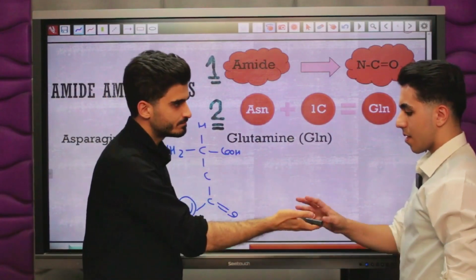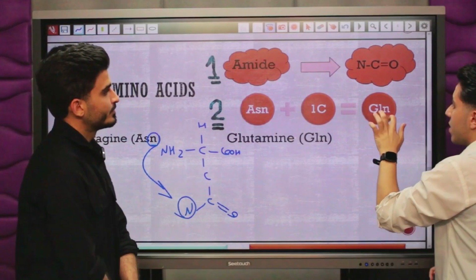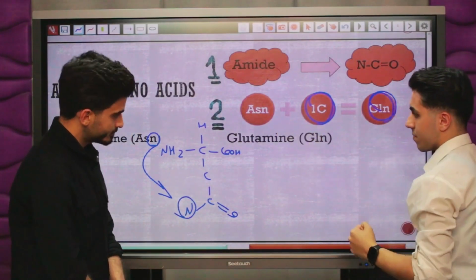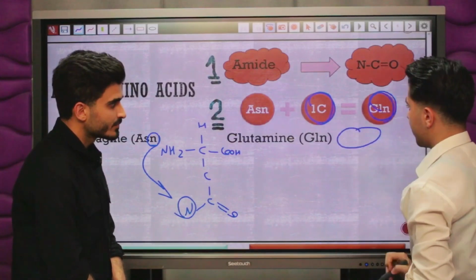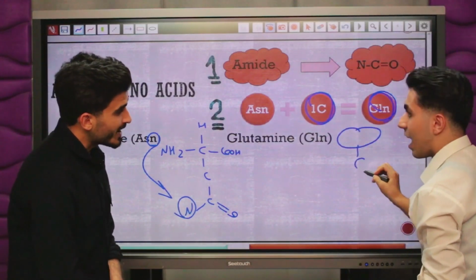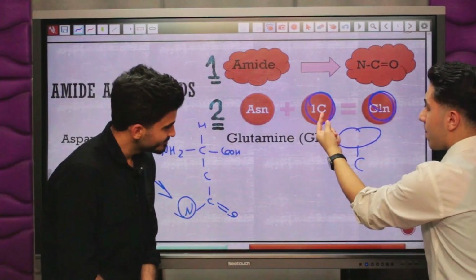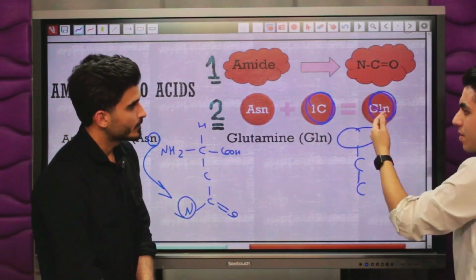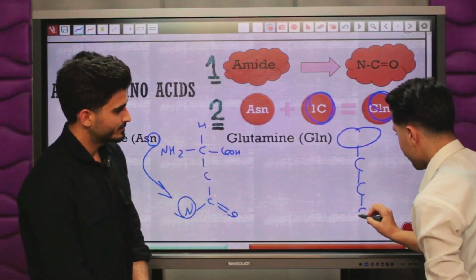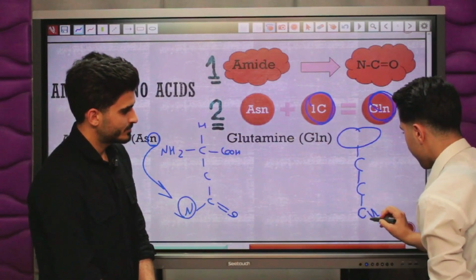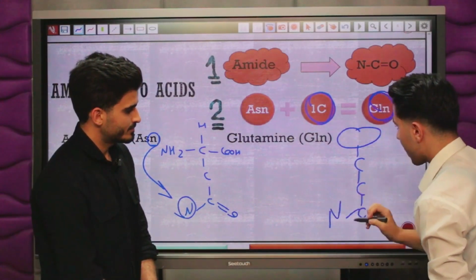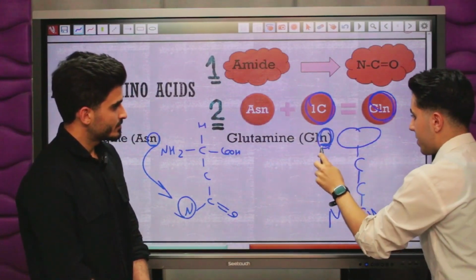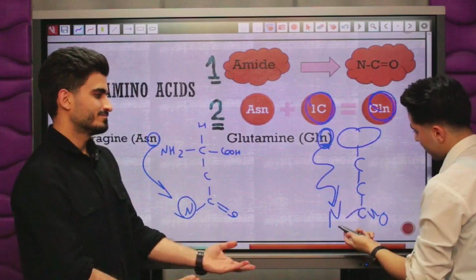Second law. In order to draw glutamine, add 1 more carbon to asparagine. So draw the constant part. We start from alanine, add 1 more extra carbon, and the amide group at the end of the R chain. This nitrogen, this N, represents the nitrogen atom here.